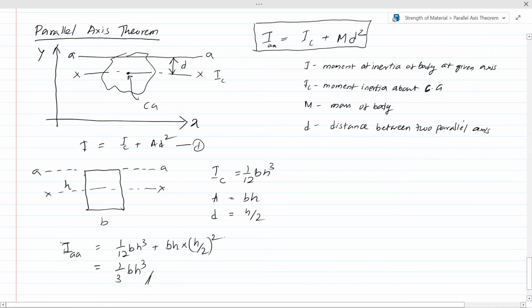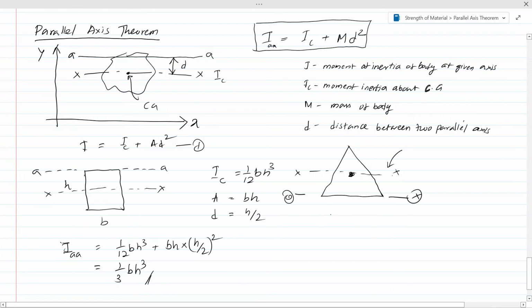Similarly, you can use this theory in any case to calculate the moment of inertia in any situation. For example, say something like this. So this is the centroidal axis. If you want to find this one and you know the values here, you can use this theory to calculate the moment of inertia about the axis as we discussed previously.